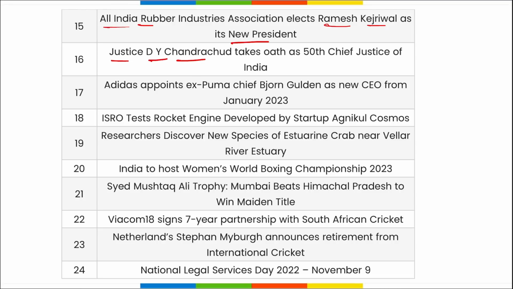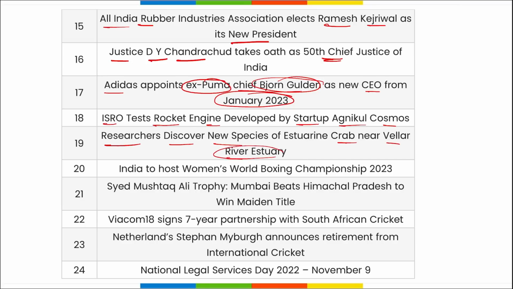Justice D.Y. Chandrachud is the 50th Chief Justice of India and he has taken oath recently. Adidas appointed ex-Puma chief Bjorn Gulden as the new CEO from January 2023. ISRO tested a rocket engine developed by startup Agnikul Cosmos, named Agnilet. Researchers discovered a new species of crab near the Vellore River estuary. Then India to host the Women's World Boxing Championship 2023.